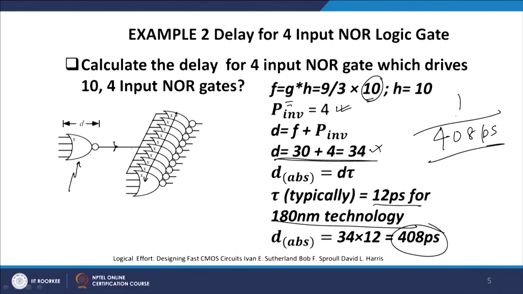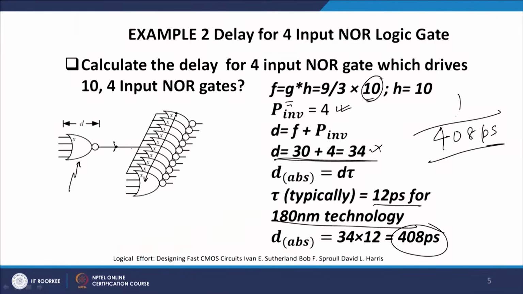So, 1 upon that will give you the maximum frequency of operation of a 4-input NOR gate made with 180 nanometer technology. Therefore, even if you do not want to understand this part as such, you can actually see that if your fan out is large, which means that rather than 10, if it is 20, you automatically see that your delay becomes larger and larger. This is the first thing.